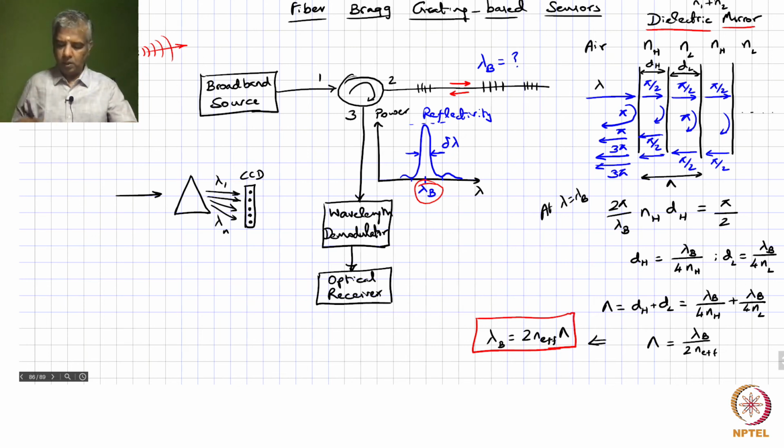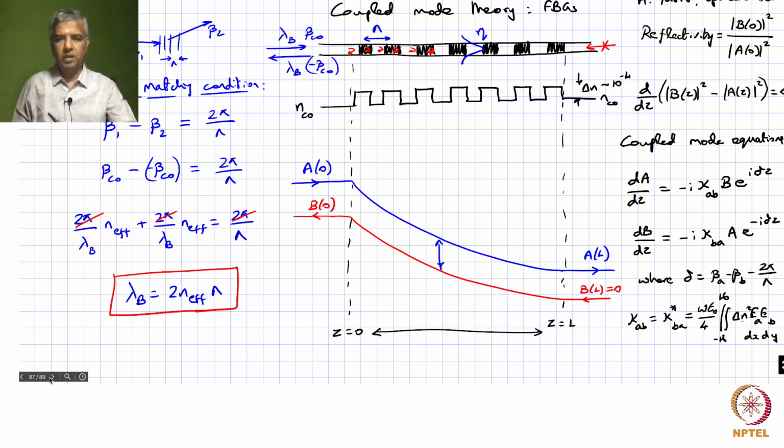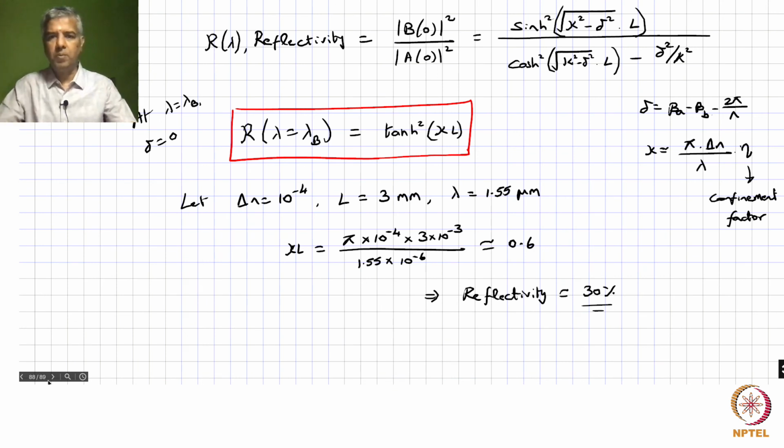So, we looked at how we get to this Bragg condition, and then we looked at coupled mode theory to quantify the reflectivity of a fiber Bragg grating, and the reflection spectrum in general is given by this expression. And if you look specifically at the Bragg wavelength, the forward propagating wave and the backward propagating wave are phase matched through this periodic refractive index perturbation, and in that case the reflectivity was given by this expression.